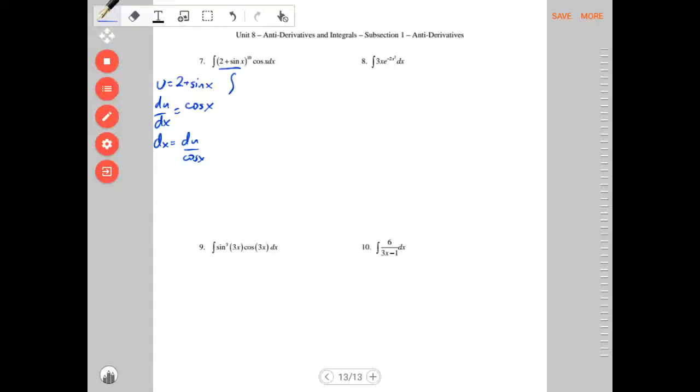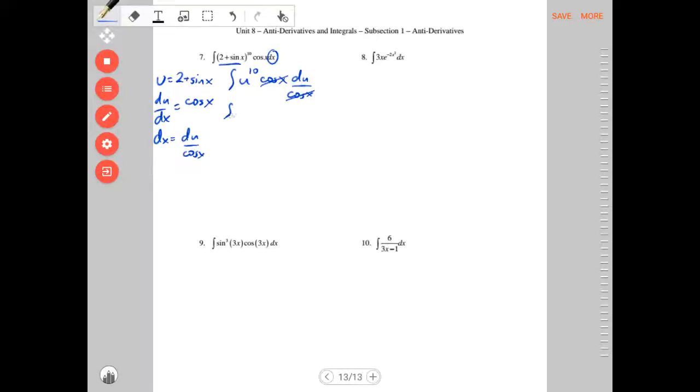Okay, so this now becomes the integral of u to the 10th cos x times du, so that's the substitution of dx out. So dx equals du over cos x. Oh, look, the cosines cancel. That's the whole point of the u function. Then we're left with the integral of u to the 10th du. Awesome. So then we raise the exponent by 1. So u to the 11th times the reciprocal, 1 over 11, plus c. Then we put the u function back in. So the u function was 2 plus sine x, to the 11th, plus c. Awesome. Hopefully you're starting to get the hang of it.